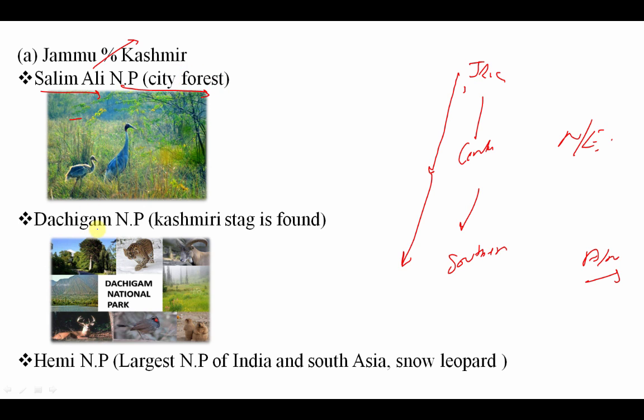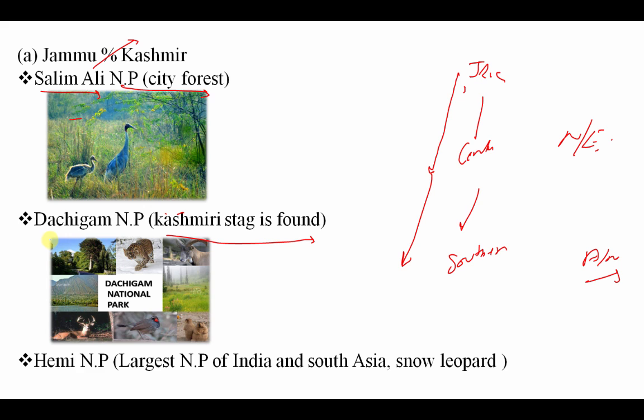Second, the Dachigam National Park. Kashmiri stag is found there. Okay. So second is the Dachigam National Park. It is near Srinagar. Okay. It is near the Dal Lake. We can say that Dachigam National Park. Third is the Hemis National Park. It is the largest national park of India and South Asia, famous for the snow leopard. Okay. So these are the three national parks which are important for your exam, and you need to remember this.